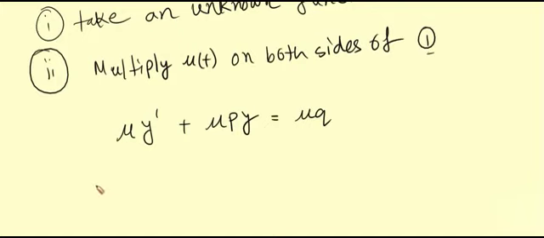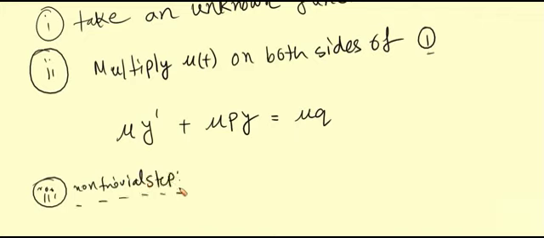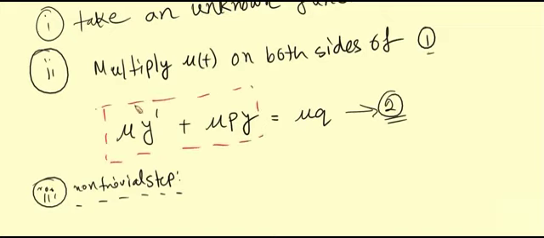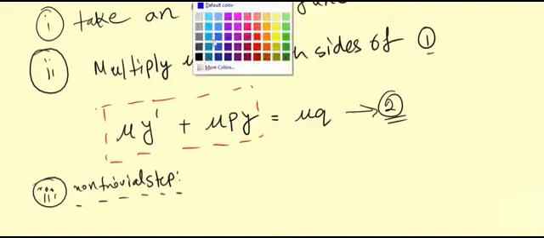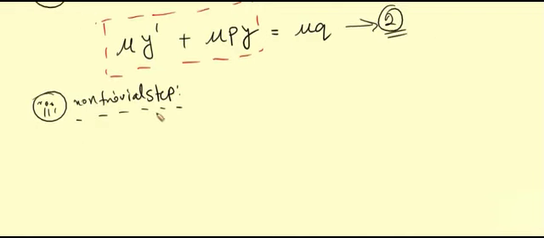This is pretty trivial, but now comes the non-trivial step. In this step, what we're going to do is choose mu so that the left hand side of this equation, let's call it equation 2, this total thing, let me just box it out, will be a derivative of the product mu y. So let me write it down so that you can get a clear idea what I mean.